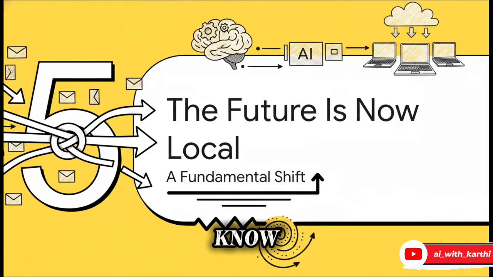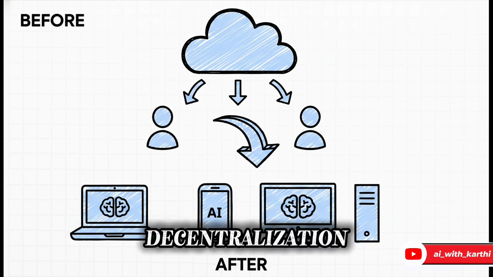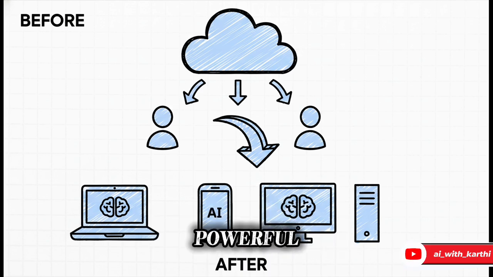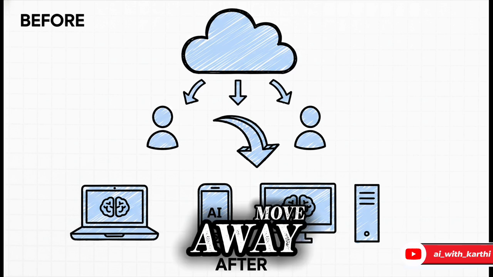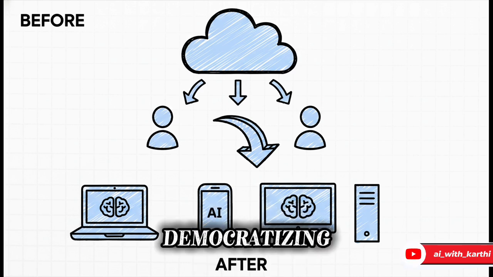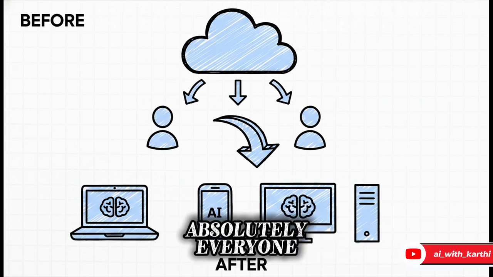Period. So, when you take a step back and look at the big picture, it's pretty clear this isn't just another AI model being released into the wild. This feels different. It feels like a fundamental shift in how we're all going to access and interact with AI from now on. What Gemma 4 really represents is the decentralization of AI. For the very first time, we're seeing truly powerful, high-performance AI move away from being locked up in the cloud and onto our own personal devices. It's democratizing access, making it private, and making it free for absolutely everyone.